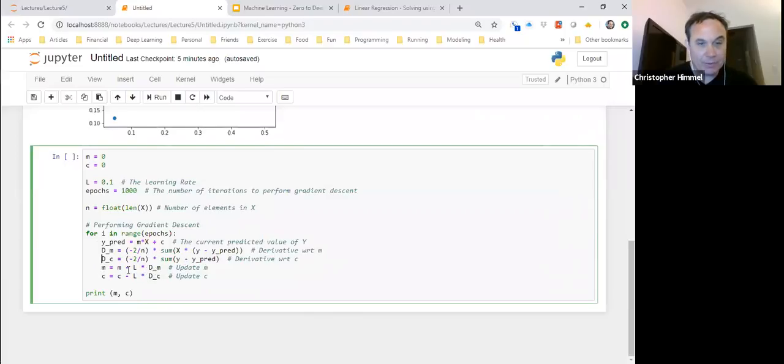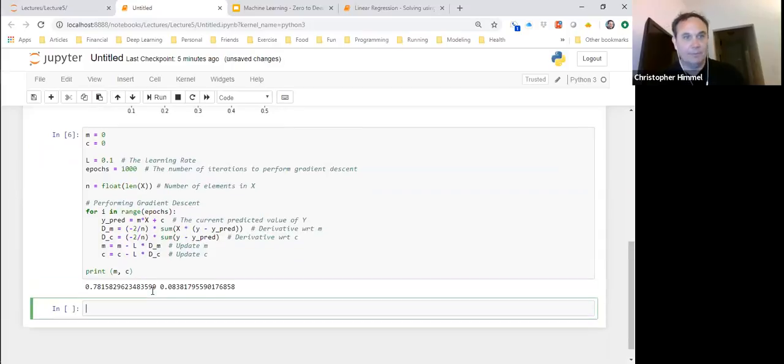Then I'm going to incrementally update M and C based on my learning rate, which was up here 0.1, and my partial derivatives. I'm going to do it 1,000 times, and I'm going to print what I get at the end. Run it. I got 0.78 and 0.083. That probably should ring a bell.